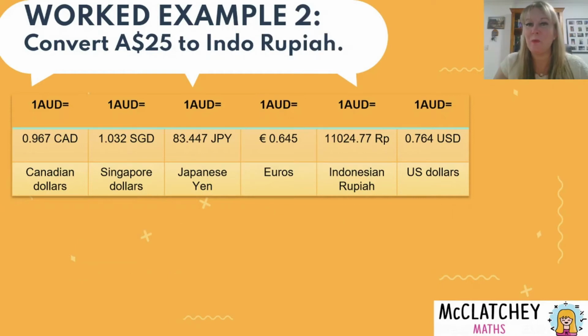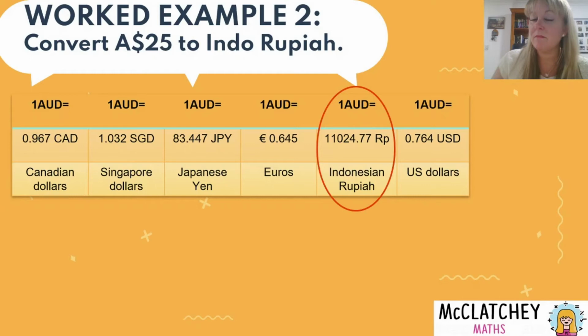Let's look at our second worked example. We're going to convert 25 Australian dollars to Indonesian rupiah. So as we did in our previous example, we're going to firstly locate that on the table, and you'll notice that this time, instead of the conversion being smaller, we've actually got a number that's really big. There's a lot of rupiah for 1 Australian dollar. But the process is still the same.